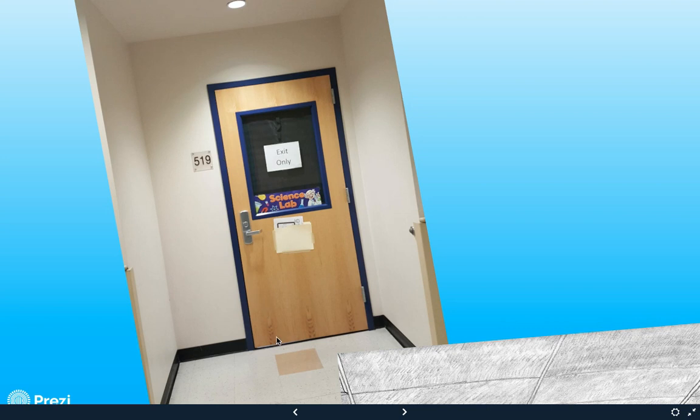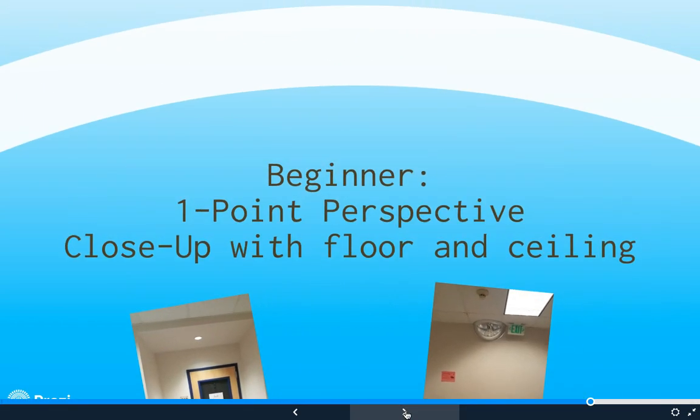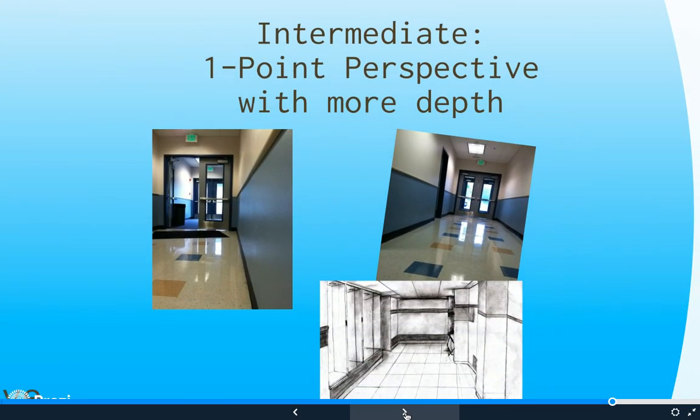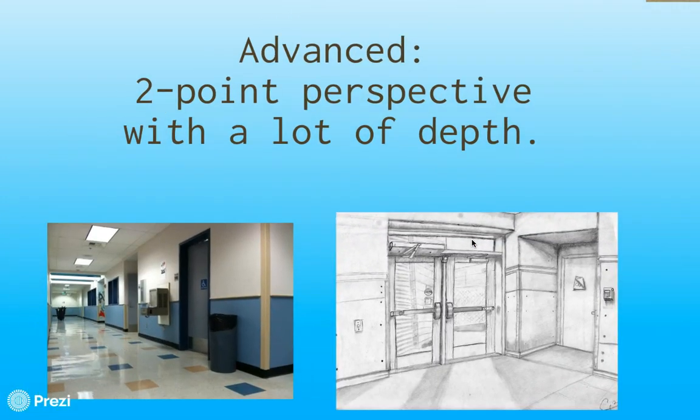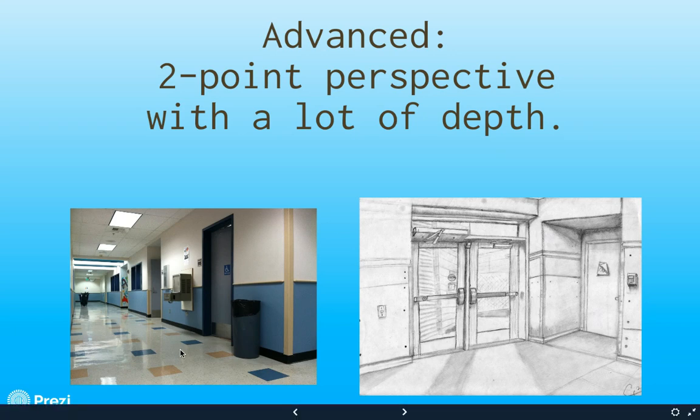So we've got the ceiling and the floor in 1-point perspective, all these corners going into the same point. So that's beginner's 1-point perspective. So 1-point perspective, intermediate, is the same perspective with ceiling and floor, 1 point, but with a lot more distance in it. So we're not as close up. Second, or advanced, is 2-point perspective, where we're looking down one hallway, or we're looking at a corner and then looking at another hallway down this way with lots of depth and distance.